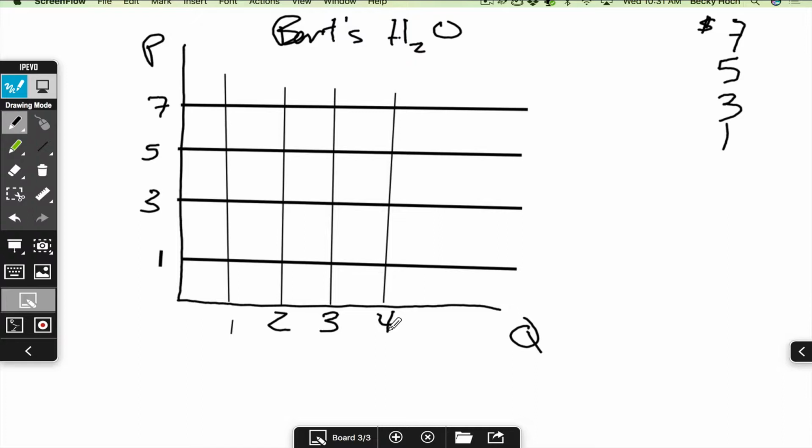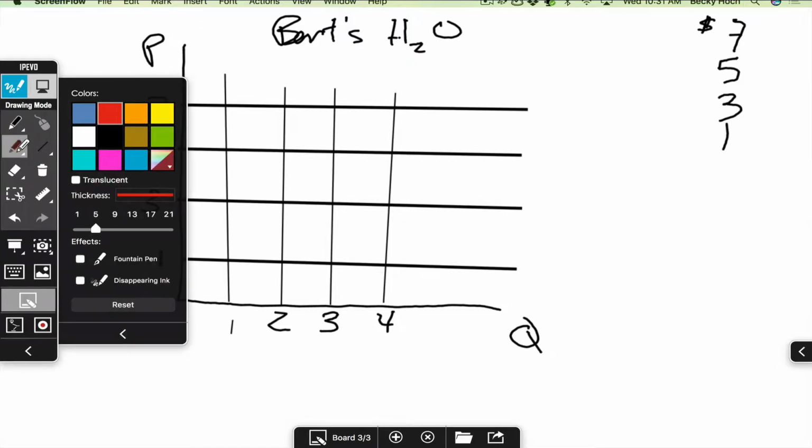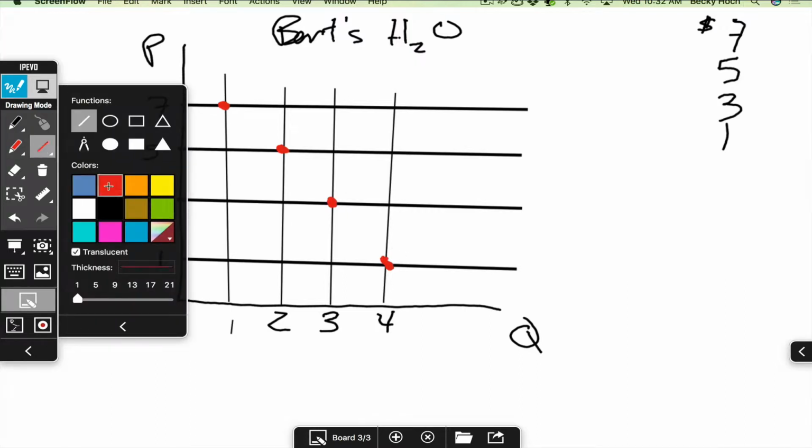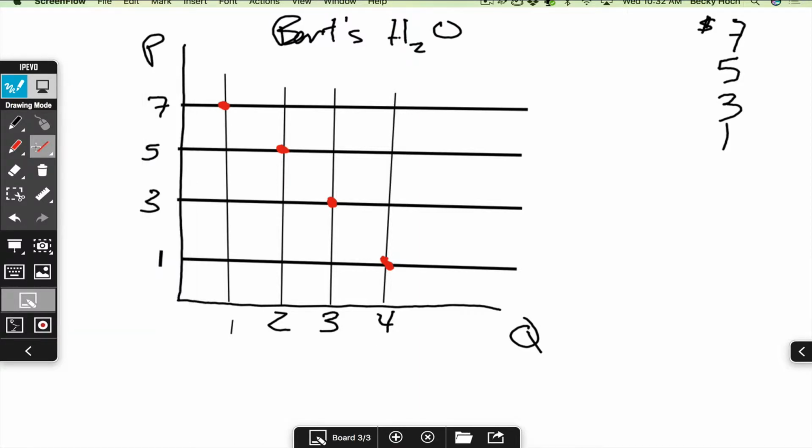Okay, so at a price of $7, how many bottles of water does Bert want? At a price of $5 he wants 2, and at a price of 3, and at a price of 4, or a price of 1, he wants... Okay. So yeah, theoretically it's the stair step, but we don't live in a stair step kind of world, so we're just gonna do that for ourselves.